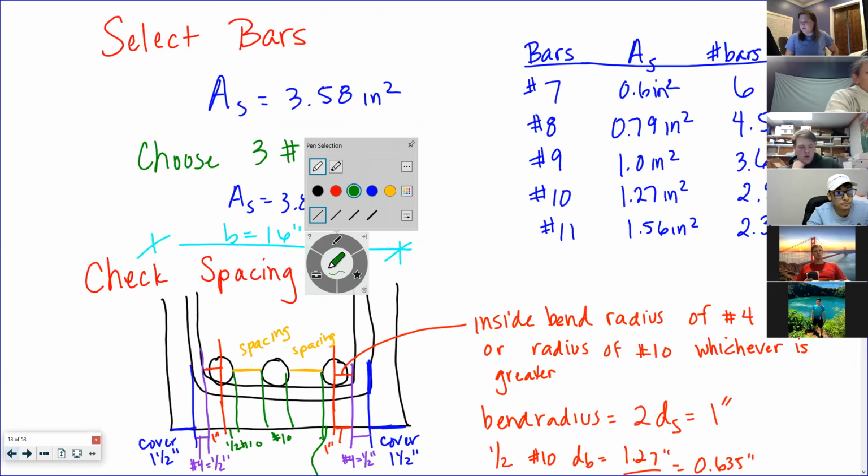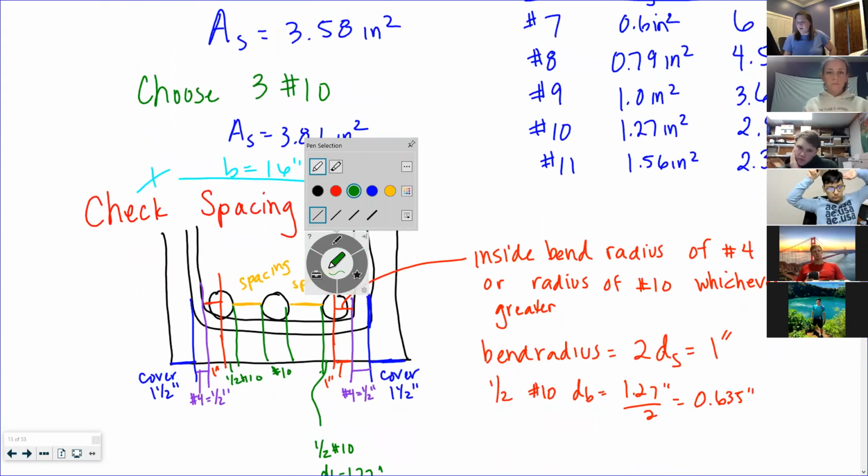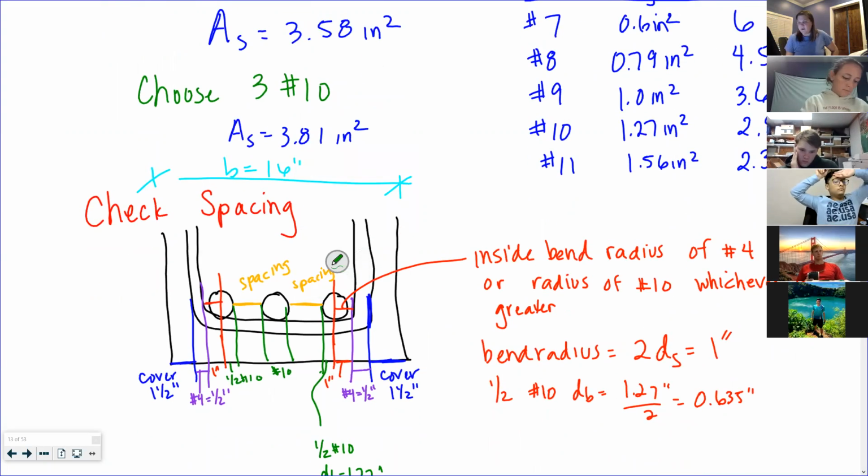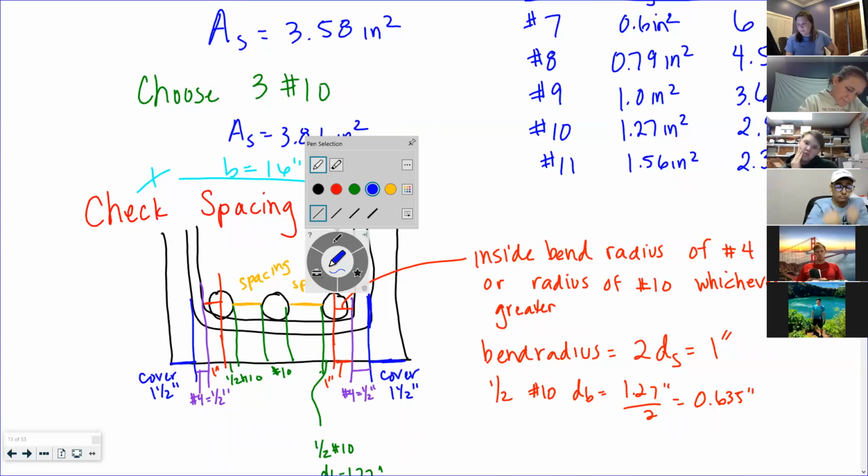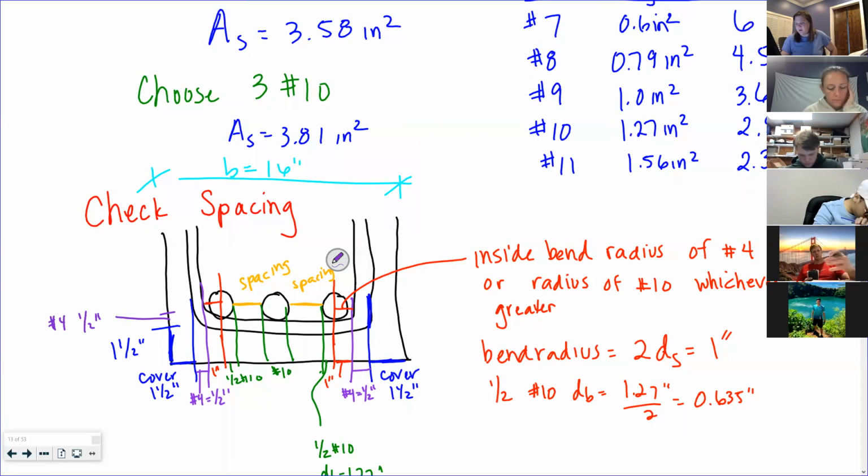We go back to this little drawing, right? d is our height minus, we're assuming it's 3 number 10s in one layer, right? We're looking vertically, we have 1.5 inches, and then for a number 4, it's just 1/2 inch, and then just 1/2 bar diameter to get to the centroid.